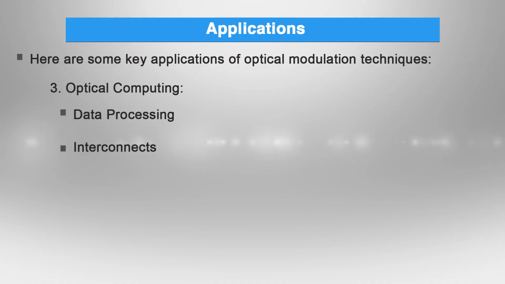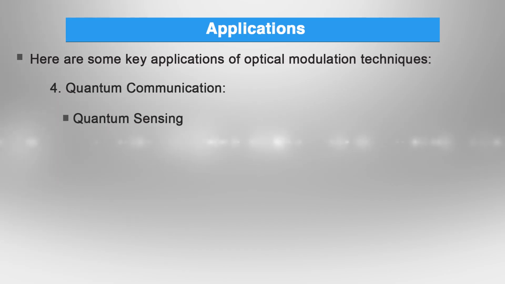Next is biomedical sensing. Modulation techniques are employed in optical biosensors to detect biological changes such as glucose levels or the presence of specific proteins through changes in the optical signal. Optical computing or data processing. In optical computing, modulation techniques are used to encode the processed data at the speed of light, offering the potential for much faster computing compared to traditional electronic systems.